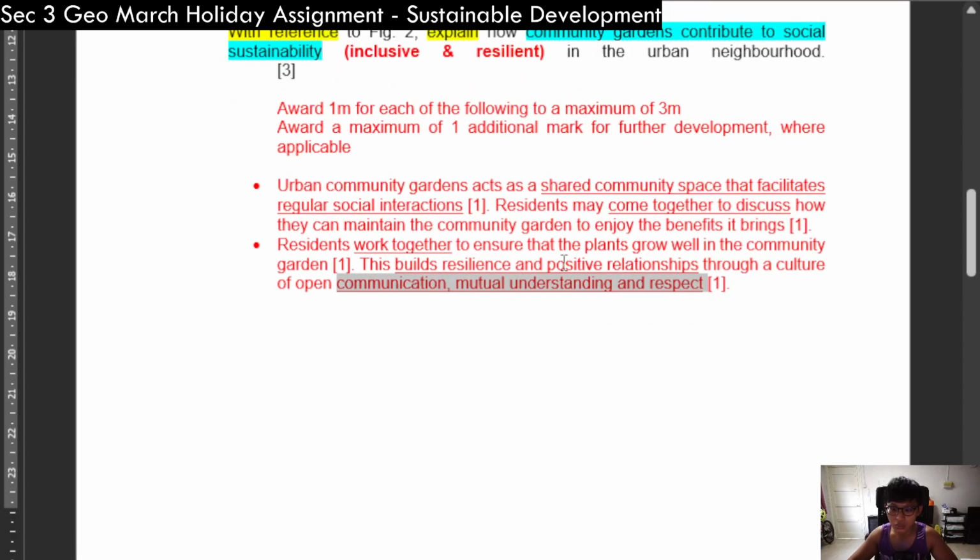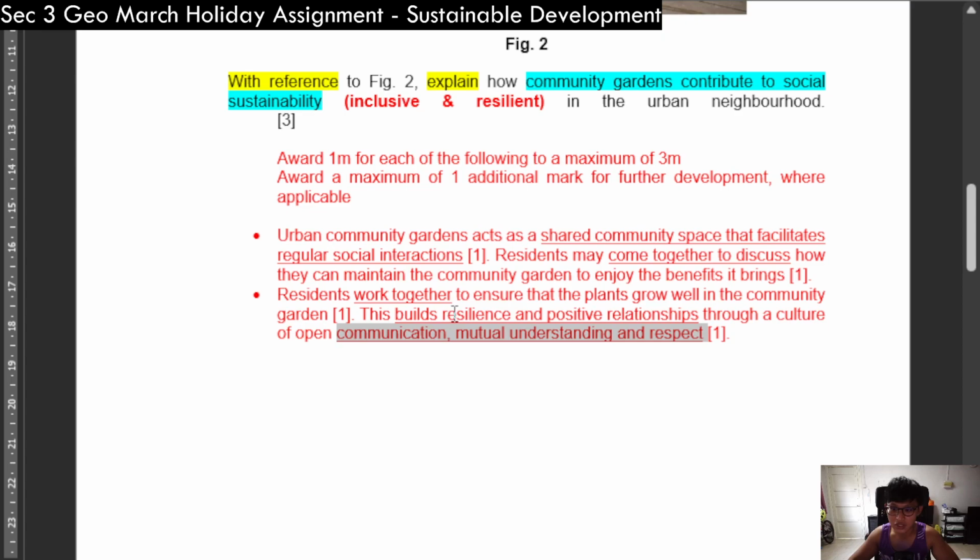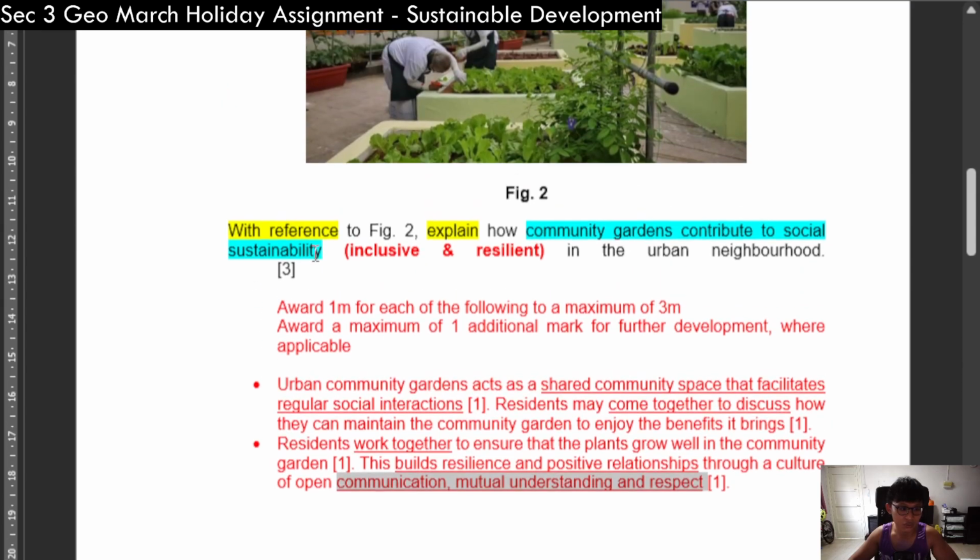Together, all this helps us to be more resilient in the event of a disaster or a hazard, because we are now closer together and we would be willing to work with each other and help each other out in any unfortunate event. So you should have these 2 points and the elaboration as well, and that is how you score your 3 marks over here.